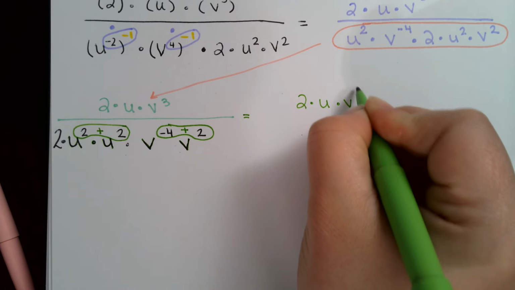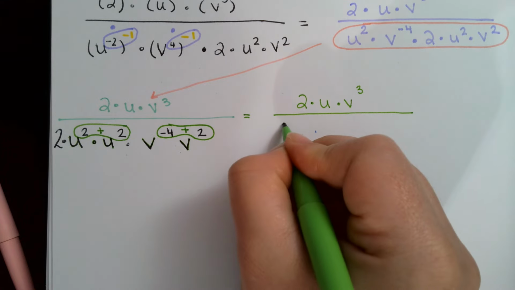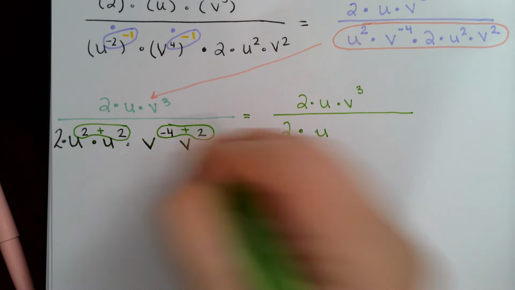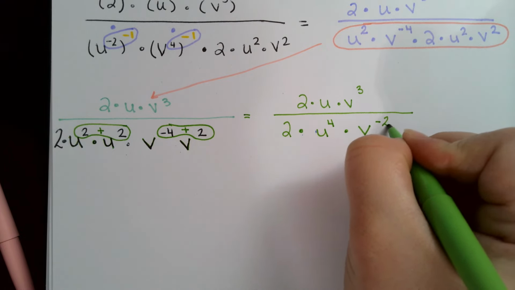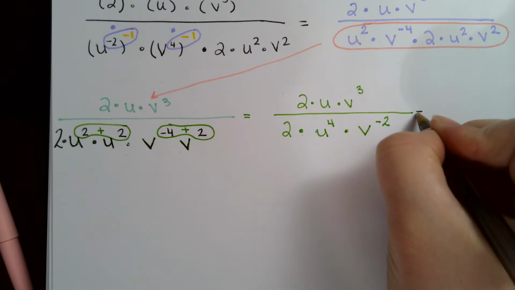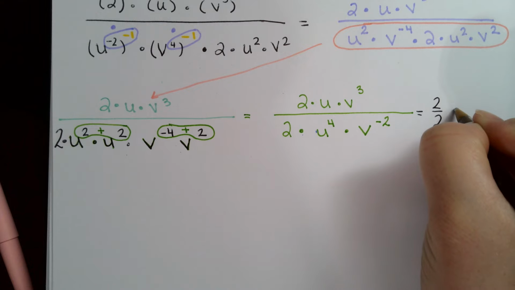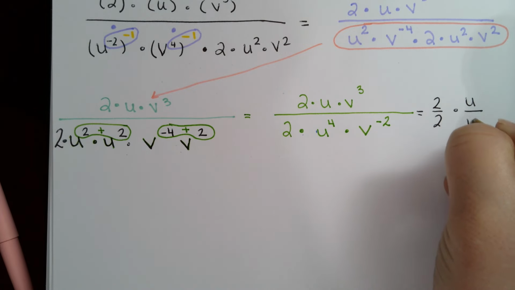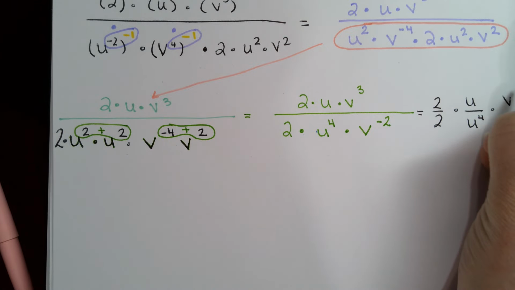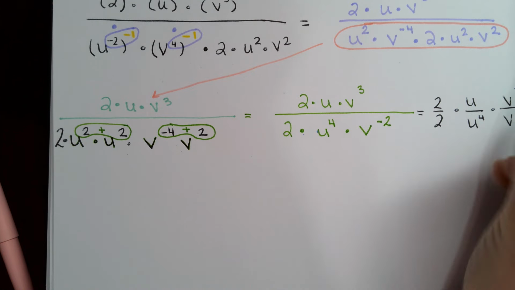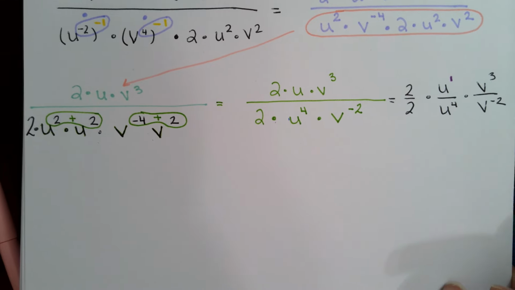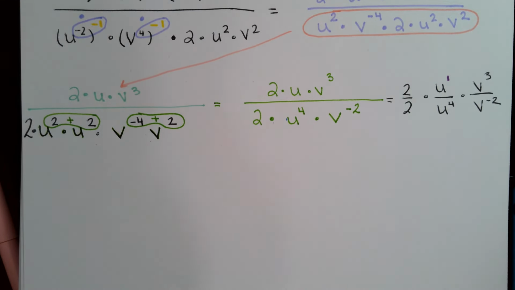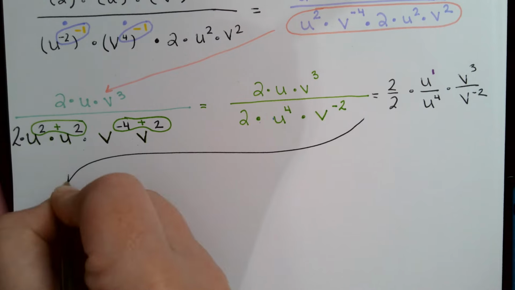We haven't really done anything with our numerator. We just copy the top. Here I am adding 2 plus 2 is 4. Negative 4 plus 2 is a negative 2. Now we can split up using the quotient property, 2 over 2, u over u to the 4th, and v cubed over v to the negative 2 power. Notice my numerator of u is missing an exponent, so I'm going to put in an exponent of 1. And then proceed with our quotient property.